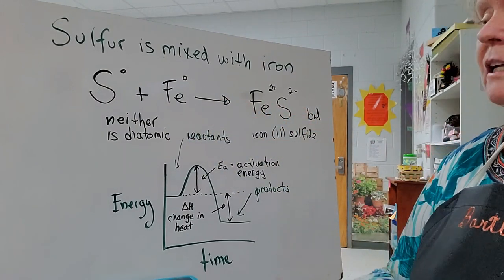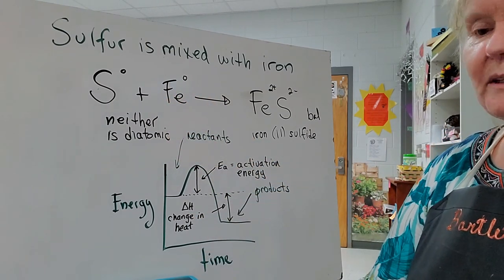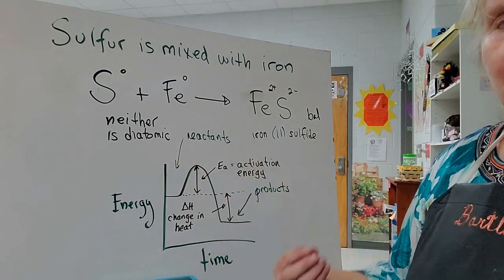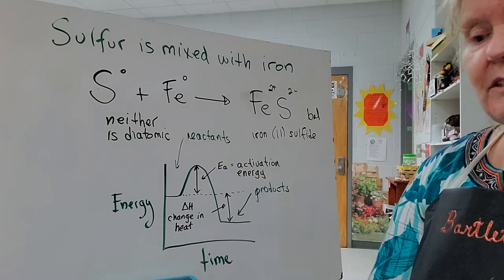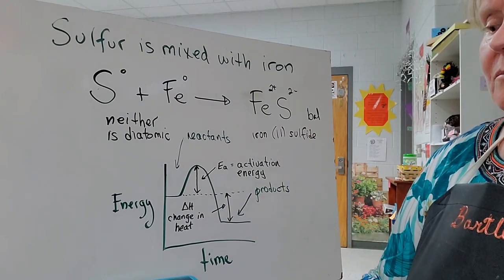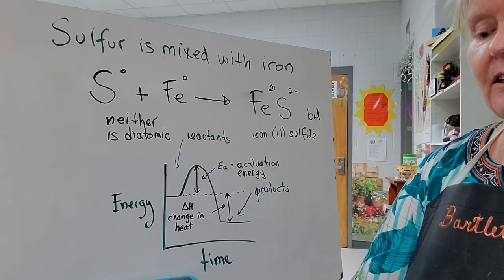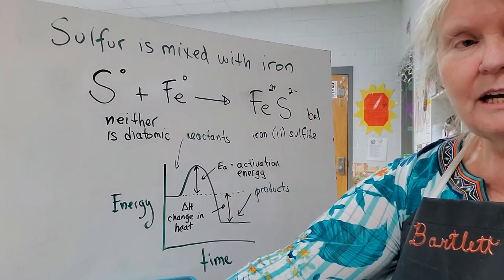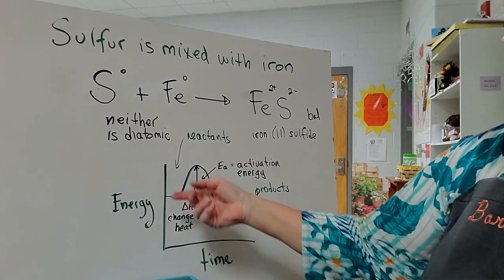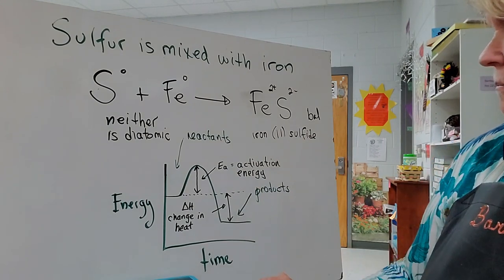Now, in this reaction, it needs to have some energy in order to react. I can mix these two and mix them and mix them, and nothing's going to happen until I heat it up. So what that means is it's an exothermic reaction. I'm going to give it some activation energy, and then it's going to continue. It doesn't mean that it's an endothermic reaction, because I don't have to continuously give it heat. If I continuously have to give it heat as long as it's reacting, that's an endothermic reaction. But an exothermic reaction is when, once it starts, it continues on its own, and you don't have to keep supplying that energy.